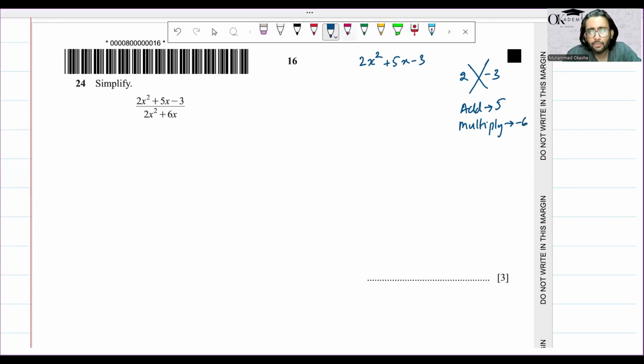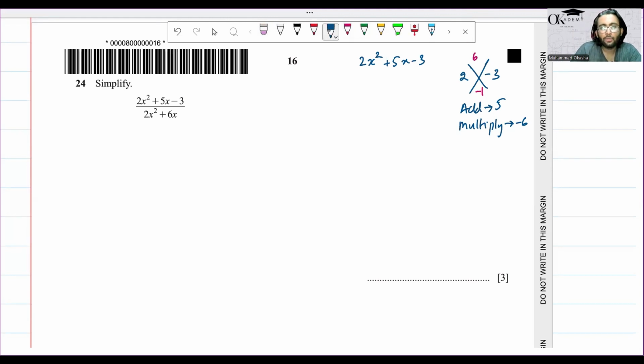What should the two numbers be? They add up to give 5 and multiply to give -6. What could the two numbers be? How about 6 and -1? Yeah, 6 and -1. They add up to give 5 and multiply to get -6.